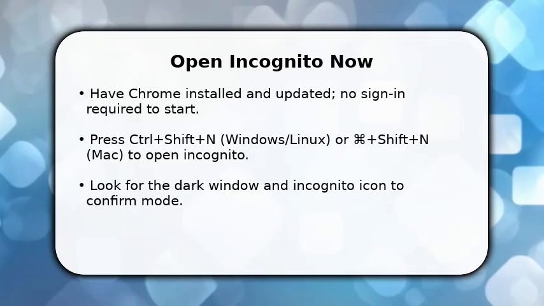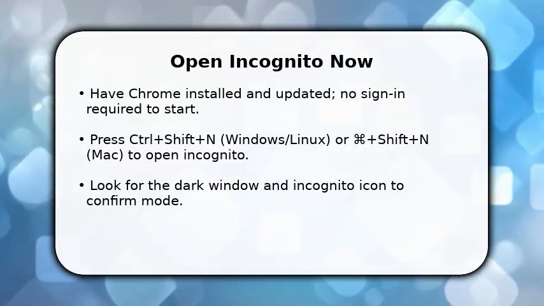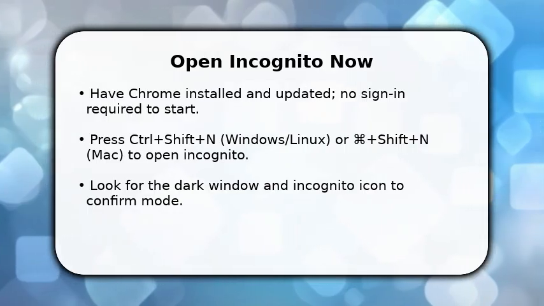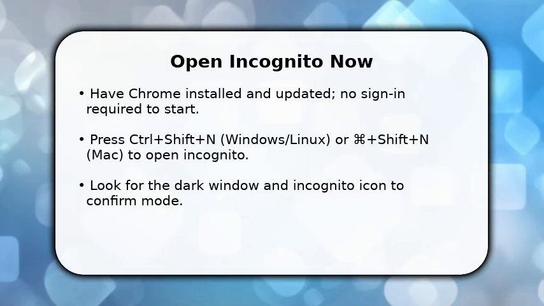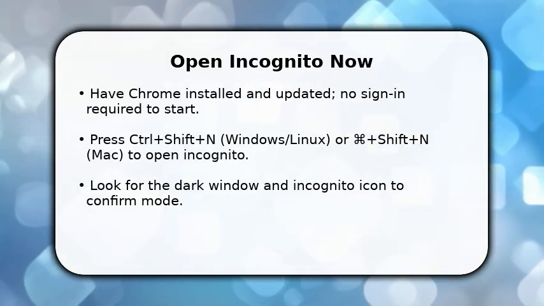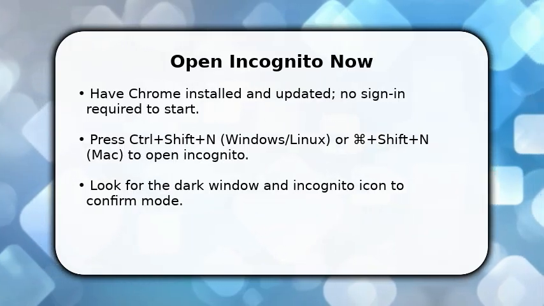You start by opening Chrome and skipping extra setup. Privacy begins immediately. Once done, press Ctrl+Shift+N on Windows or Command+Shift+N on Mac to create a new Incognito window. You'll see a dark theme and the Incognito icon. This confirms you're in private mode.